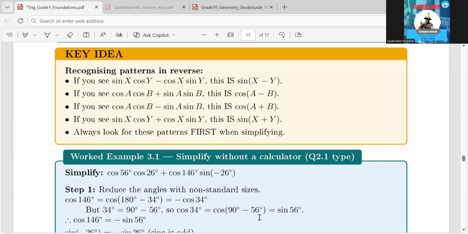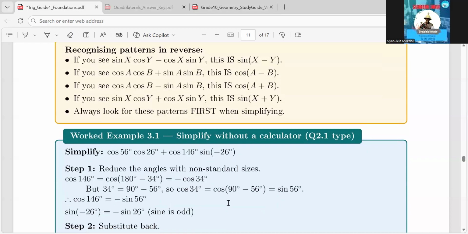Why are we interested in 56? Because we already have cos 56 there. Right? So we want to write this with angle 56 as well. Because you have 56, you have 26, and you have another 26 there. So it makes sense for this to also be 56, so that you can end up with 56, 26, 56, 26.